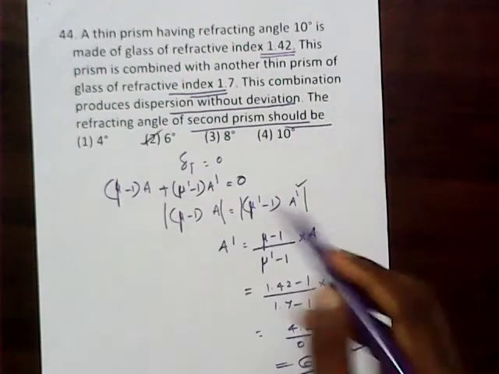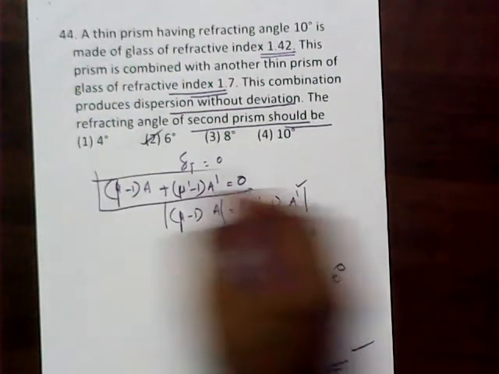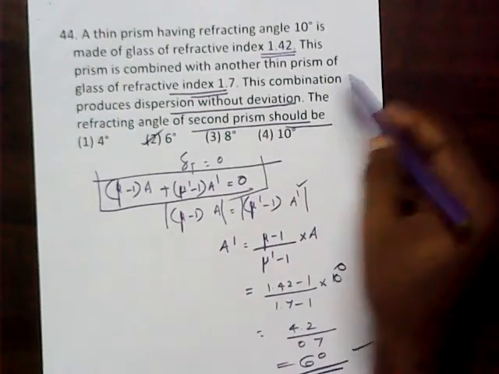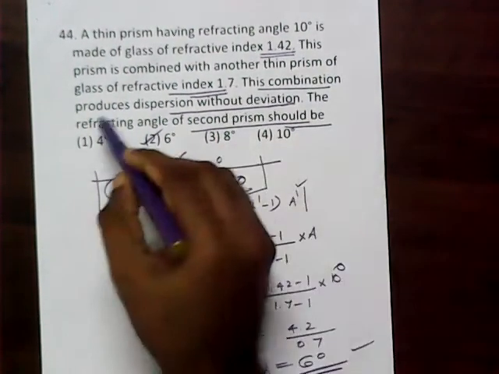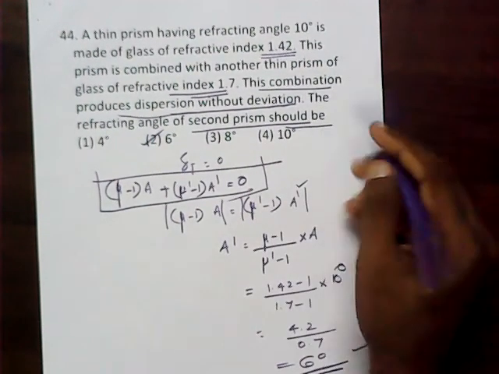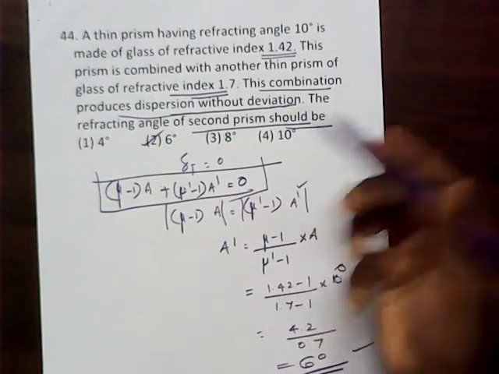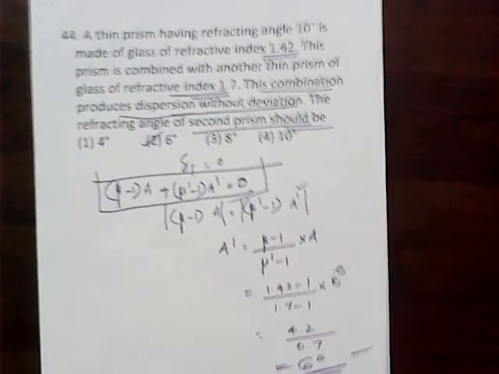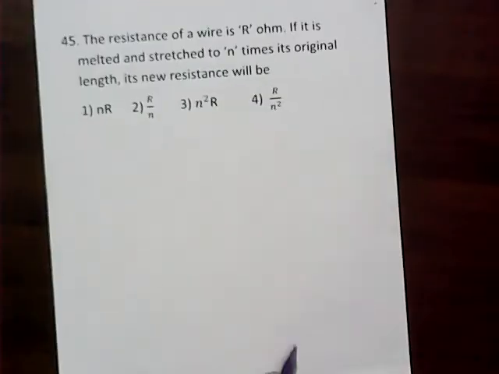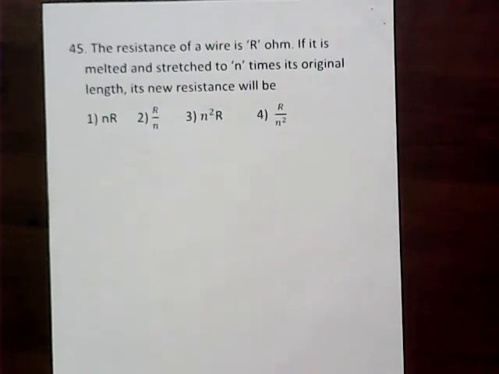So a simple concept, but the combination of prisms. You should go through the syllabus clearly. Here the combination produces a dispersion without deviation. The last question, a good concept, simple one. The resistance of a wire is R ohm. If it is melted and stretched to n times its original length, its new resistance will be.